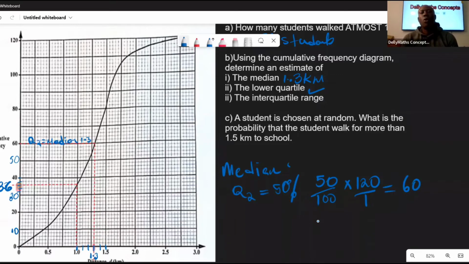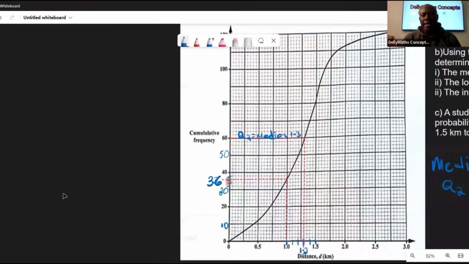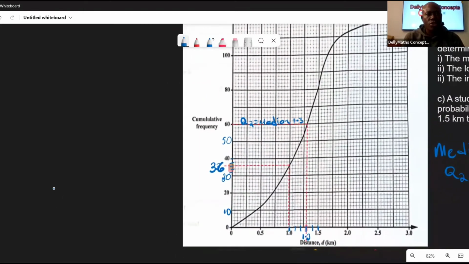The follow-up question says, it's right here, it says the lower quartile. So we want to tell what the lower quartile is. Now the lower quartile is actually 25%. So the lower quartile, we call that Q1. It is actually 25% of the sample, and in this case, we're referring to 25% of 120. When you work this out, 25% of 120 will give us 30 students in context of this question.